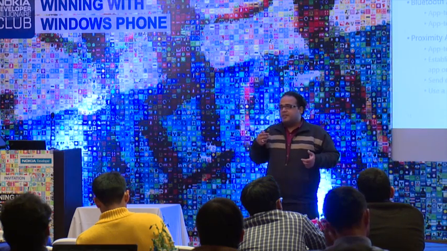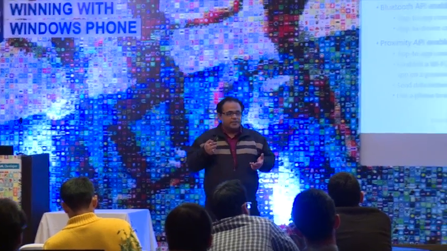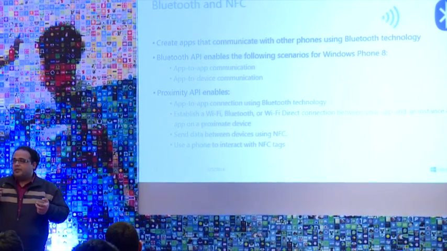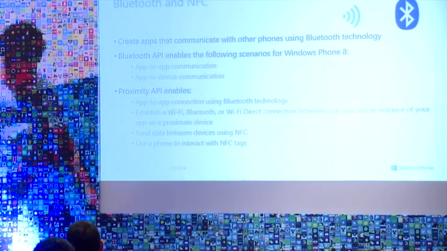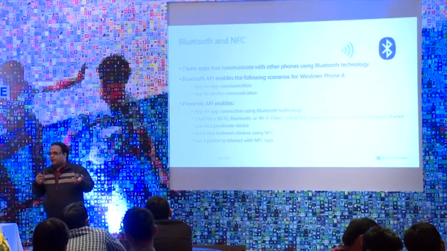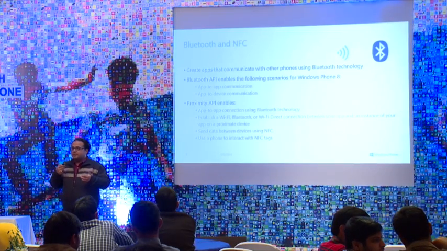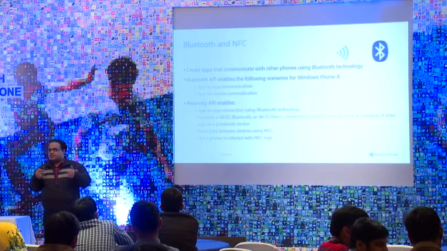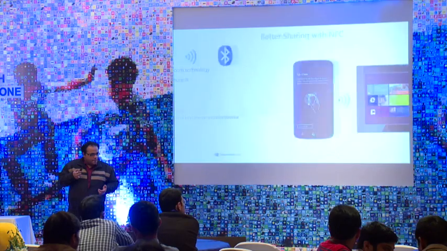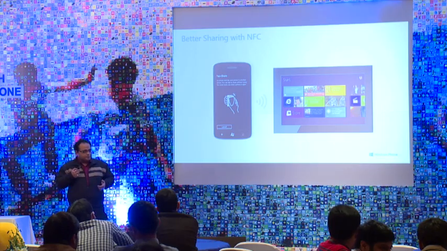Bluetooth, obviously you can use the Bluetooth API for two things: one for app-to-app communication and second for app-to-device. So you can use the Bluetooth API for both of these scenarios, and the proximity API is nothing but a programmatic extension of NFC. So you just come in the vicinity of another Windows Phone device and just tap it and you can send data across. So this is just what I discussed.